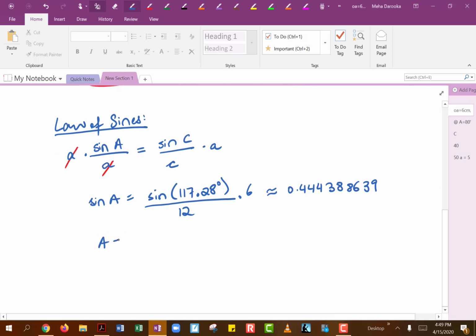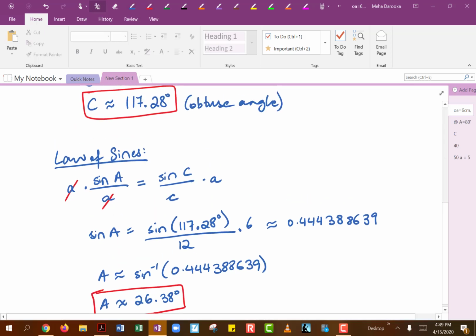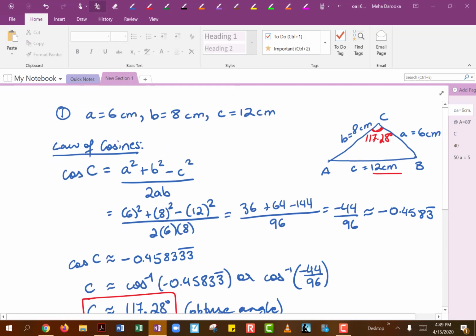So when you find angle A, you are going to be doing sine inverse or arc sine on this decimal approximation we came up with. And this will come out to be, again rounded to 2 decimal places, approximately 26.38 degrees. Okay, so remember this has to be an acute angle, so 26.38.